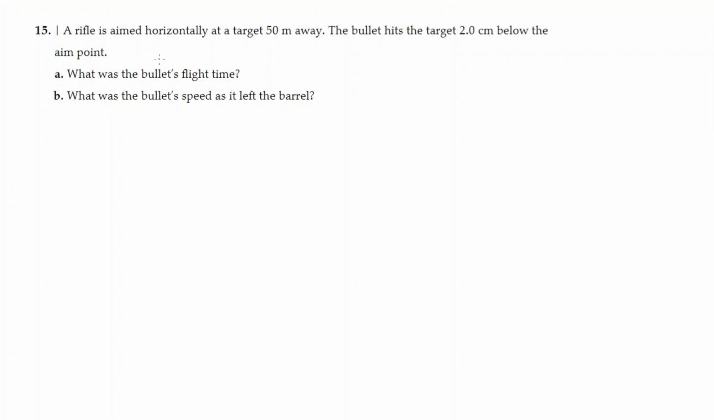So a rifle is aimed horizontally at a target 50 meters away. The bullet hits the target 2 centimeters below the aim point. What was the bullet's flight time? So the rifle, when it was shot, the bullet hit the target 2 centimeters below. So that means the bullet fell 2 centimeters in the time that it took for it to hit the target from 50 meters away. So for this, we could just use the free fall equation. t is equal to the square root of 2 over g times h, because we know h and we know gravity, because the bullet obviously cannot defy gravity.